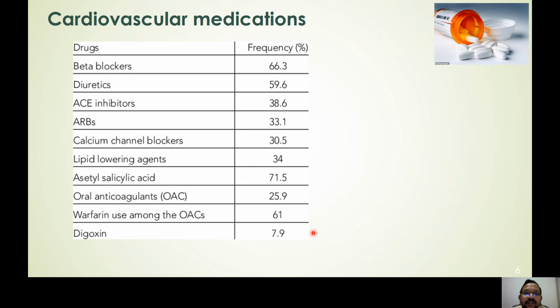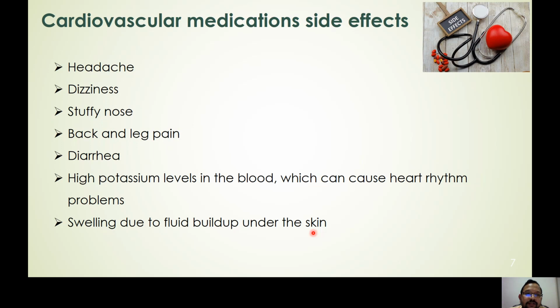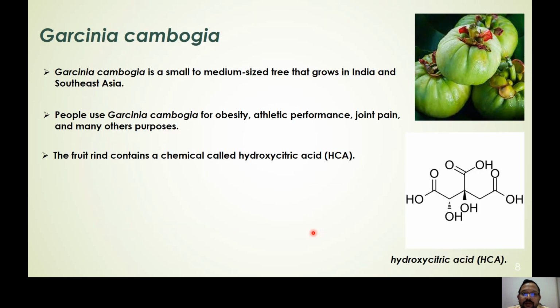Worldwide, many drugs are available as a remedy for diabetic cardiomyopathy, whereas these drugs can cause many side effects like headache, dizziness, some pains and diarrhea. So, these side effects can be decreased by investigating some new drugs. In our study, we used one of the active compounds from Garcinia cambogia.